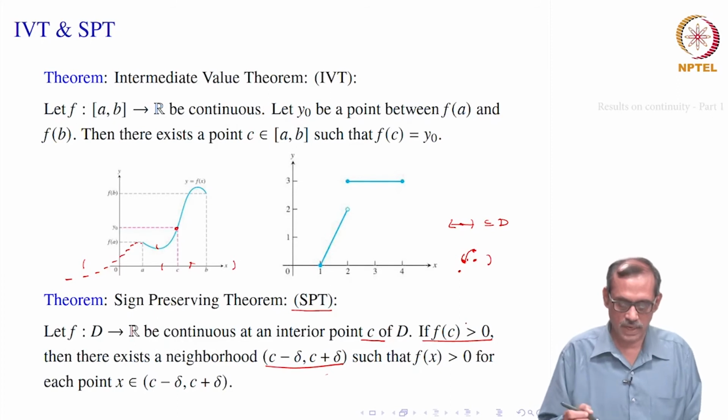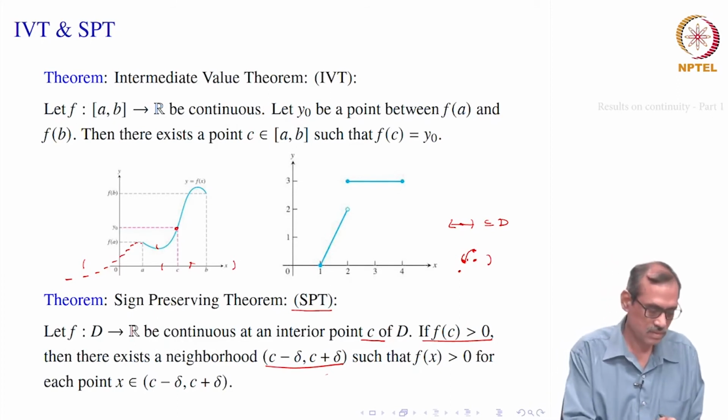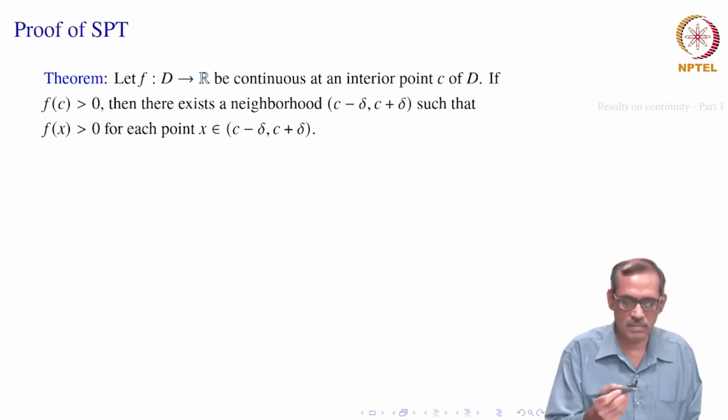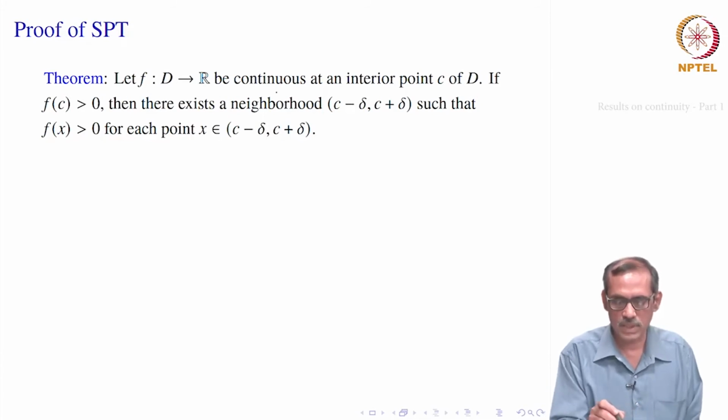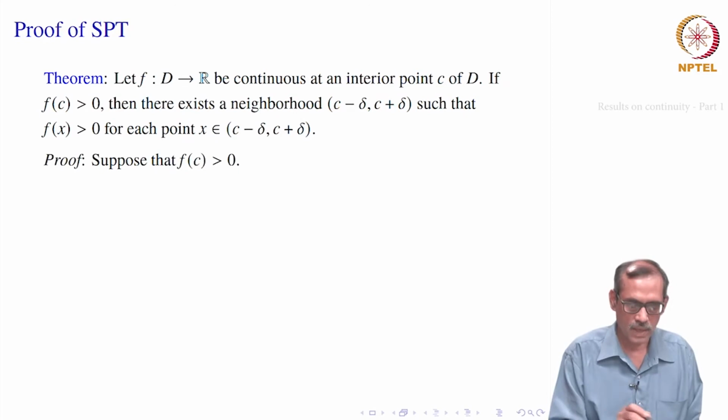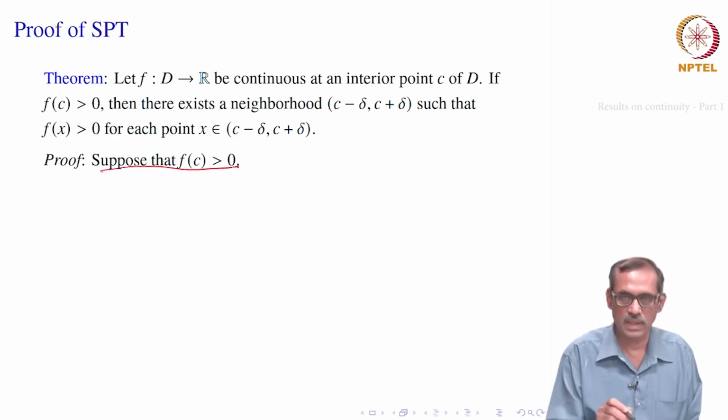And of course, we can prove it also, it is easy to prove. Instead of using this intermediate value theorem, it is more fundamental. So, let us give a proof even, it does not matter. Let f from D to R be continuous at an interior point c. If f of c is greater than 0, then there exists a neighborhood such that f of x is greater than 0 in that neighborhood. So, what we do, suppose f of c is bigger than 0.